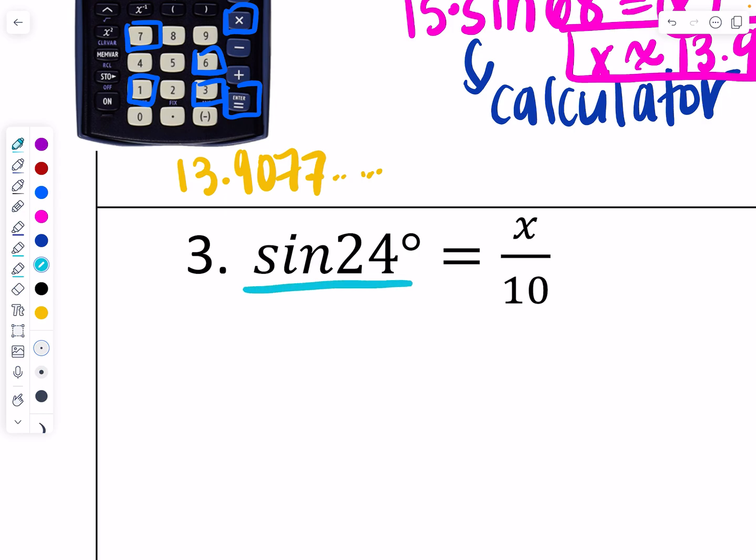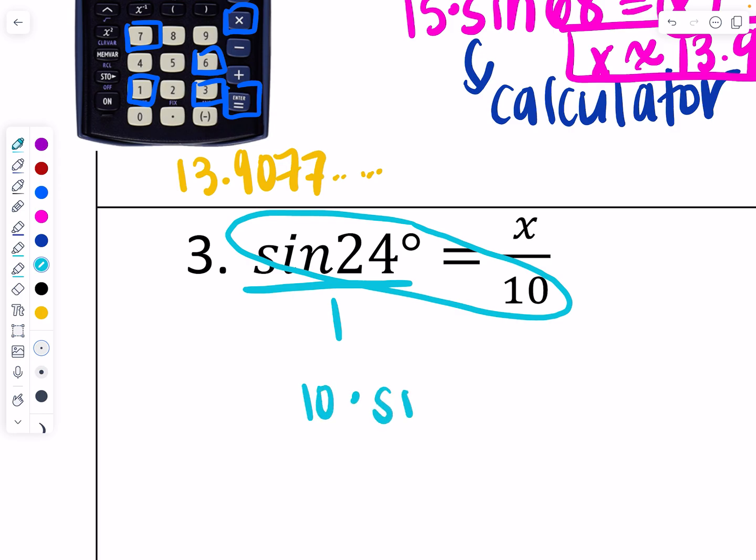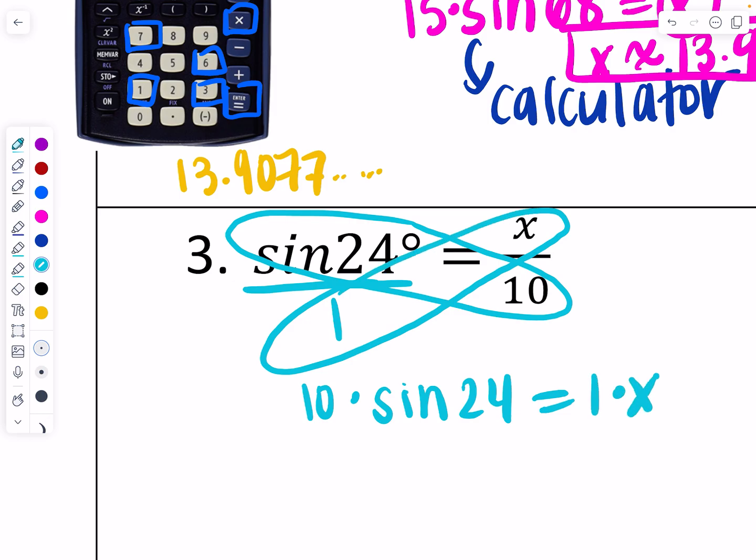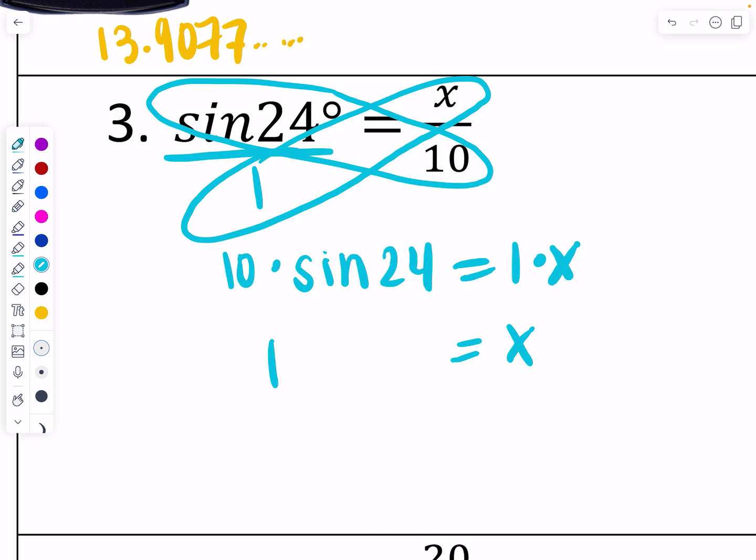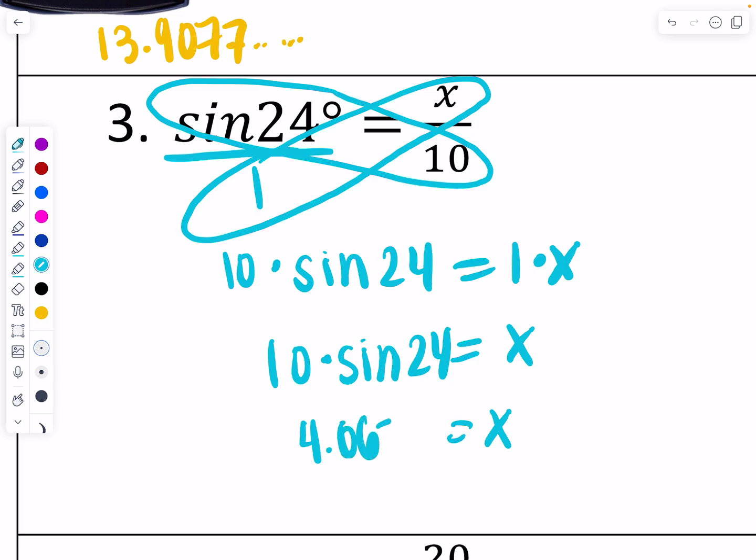This is going to be the sine of 24 over 1, and then we're going to cross multiply. So that's going to be 10 times the sine of 24 equals 1 times x. Well, 1 times x is just x, and then I'm just going to type this in on my calculator. 10 times the sine of 24 is going to give me 4.067 in my calculator. So since I want to round it to here, the 6 behind it is going to tell me to round that up to about 4.1. So x is about 4.1. So we're finding the side lengths of triangles when we do this.